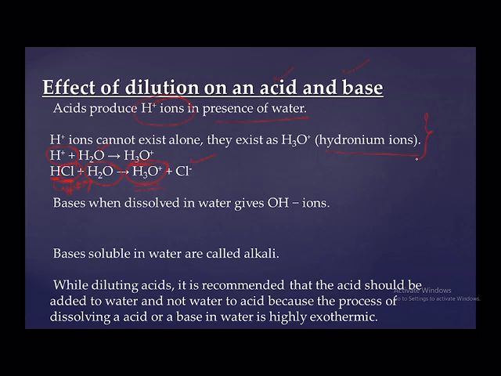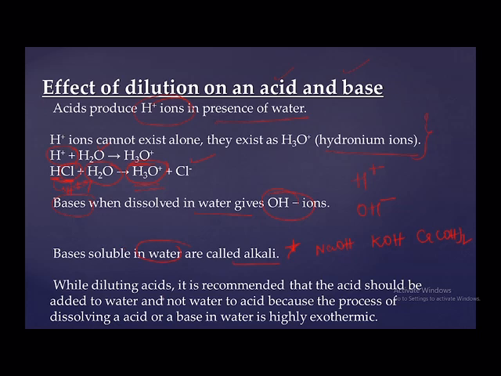In case of bases, when dissolved in water, they give out OH minus ions. So it is very important that acid gives H plus ion and bases give OH minus ion. The bases which are soluble in water, as discussed earlier, are alkali. Examples for this are sodium hydroxide, potassium hydroxide, or even calcium hydroxide. These are certain examples of alkali.